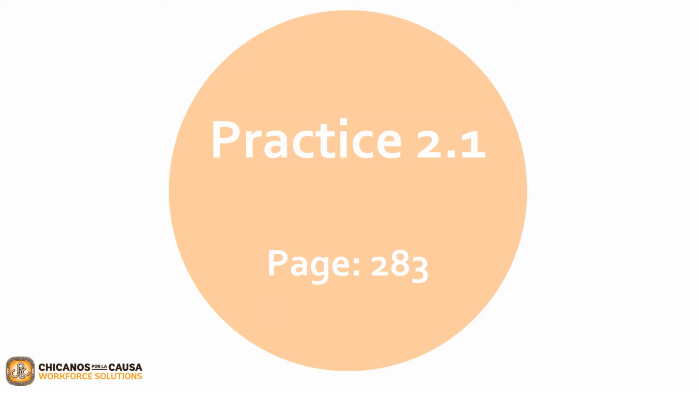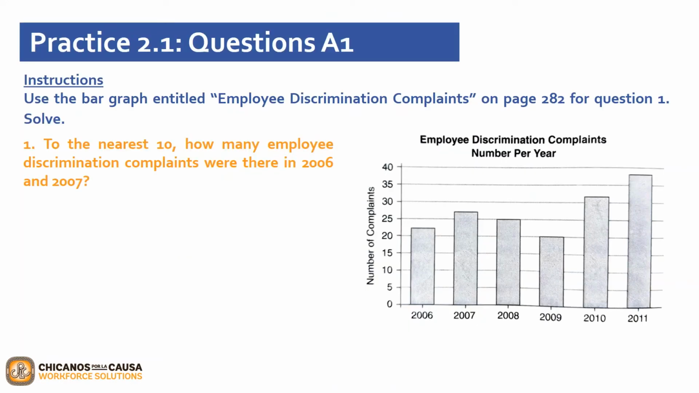Let's go ahead and move on to practice 2.1, found on page 283. Go ahead and pause the video. Using the bar graph entitled Employee Discrimination Complaints, found on page 282, go ahead and solve for question 1. Once you have solved this on your own, click play so that we can review it together.